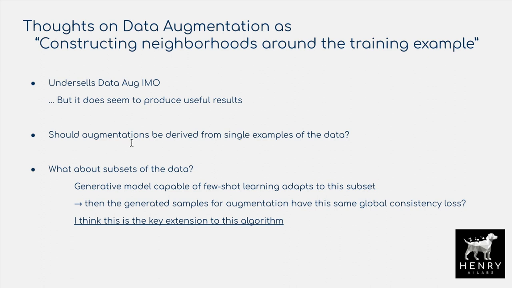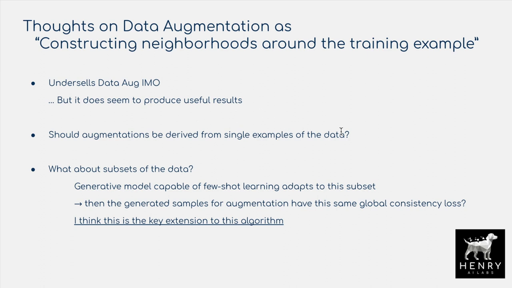It is about taking subsets of the data and forming augmentations from them. So maybe we could form these subsets and then have the same kind of local global consistency thing, but using more of our available data to infer the parameters for forming this new augmented example. So rather than just using a single point, we can kind of collect these similar features between a subset of the data and then form a new example from that. So I think it's an interesting idea that could be extended onto this idea. And I don't think that augmentations should only be derived from single examples of the data.